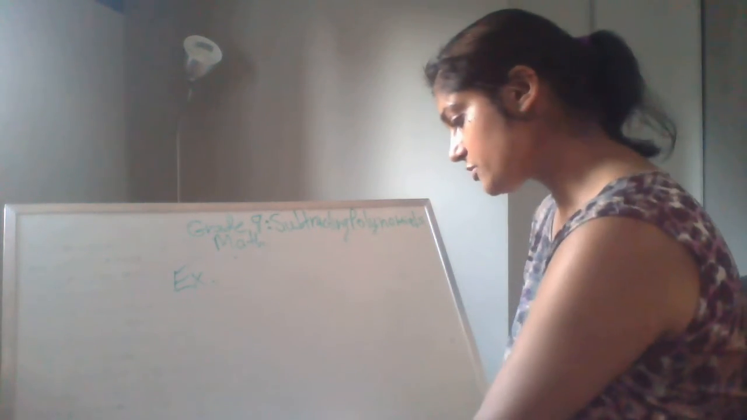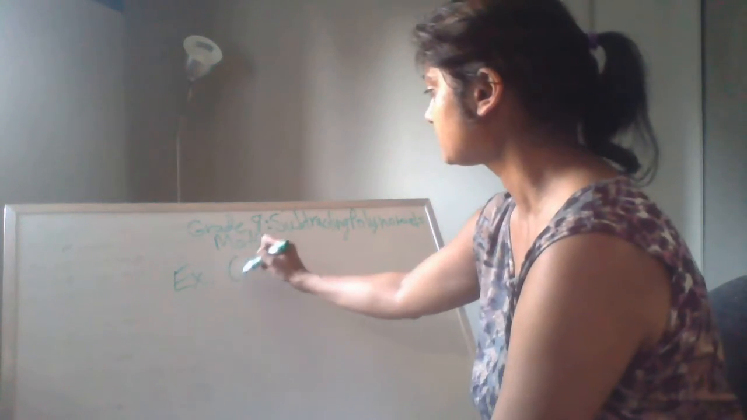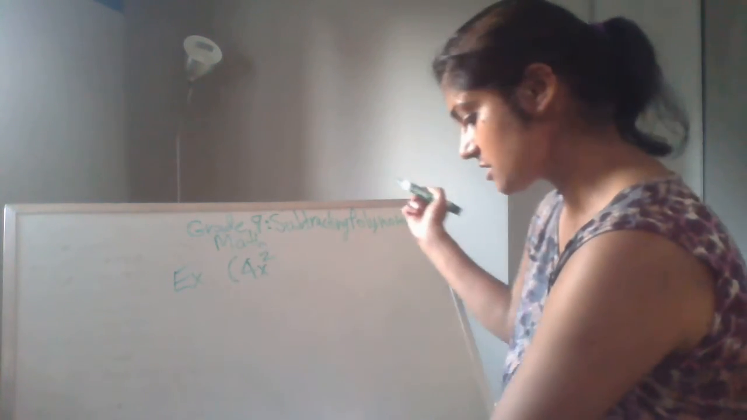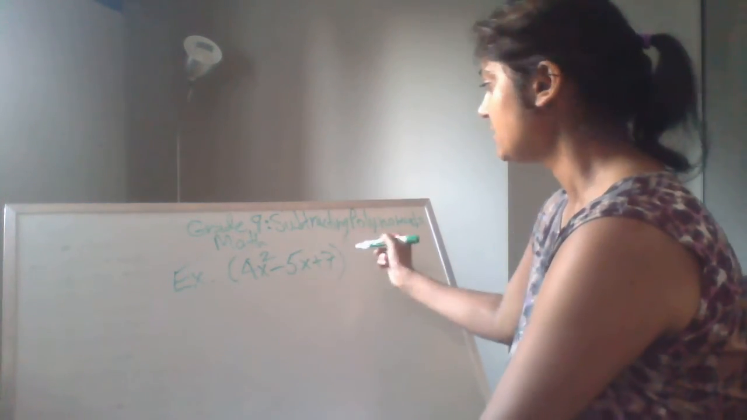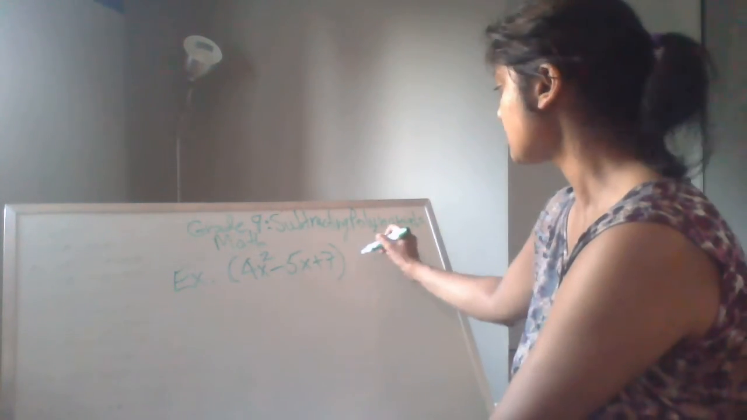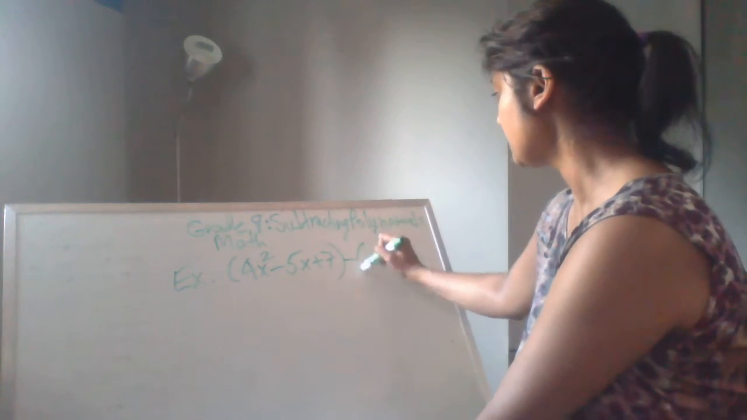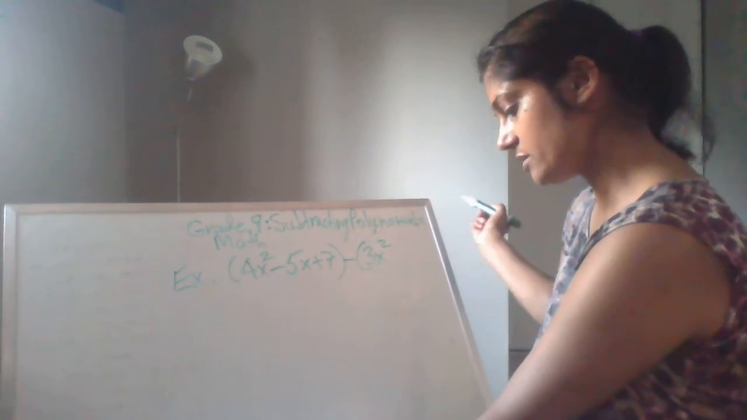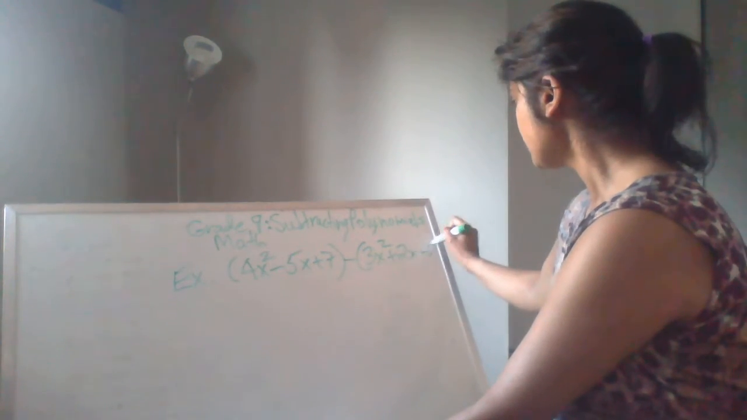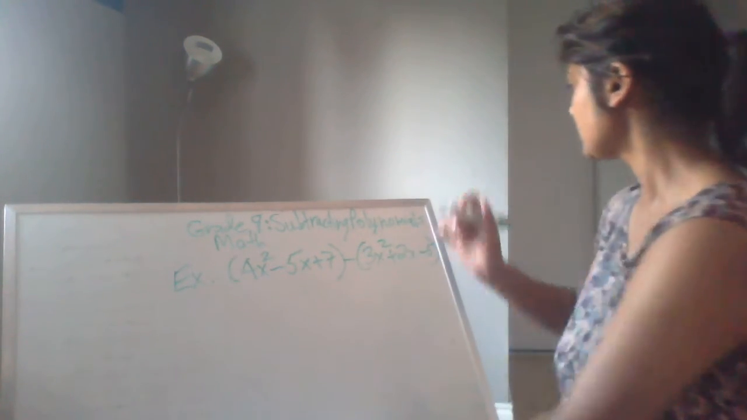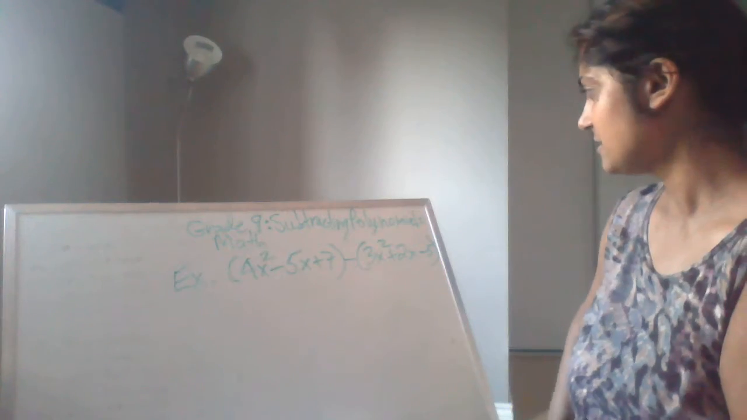Alright, so let's try this example here. This is 4x squared minus 5x plus 7, and we're going to do the subtracting polynomials. So I'm going to do minus 3x squared plus 2x minus 5. So that's minus 5 at the end.